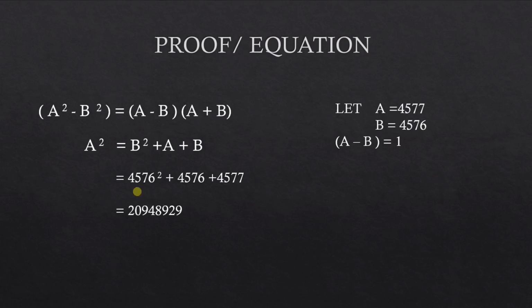So for this question, we are taking a as 4577 and b as 4576. For finding a square, we just take b square, which is already given in the problem, and add a plus b, that is 4576 and 4577. We will get the answer. Hope you understand this method.